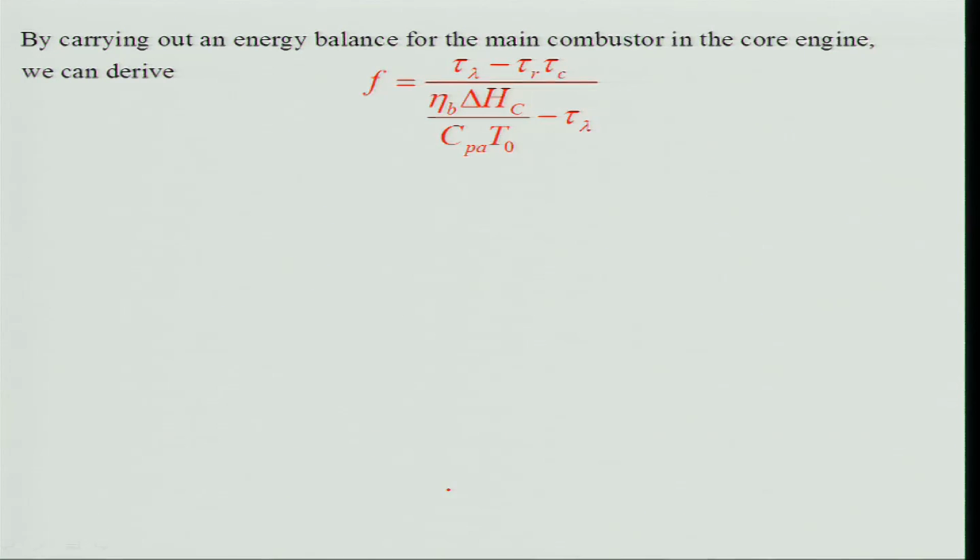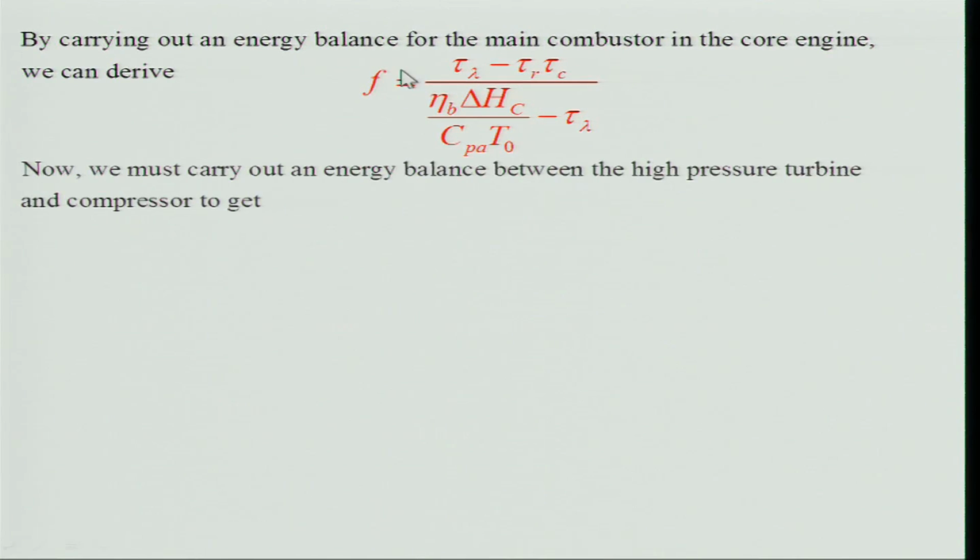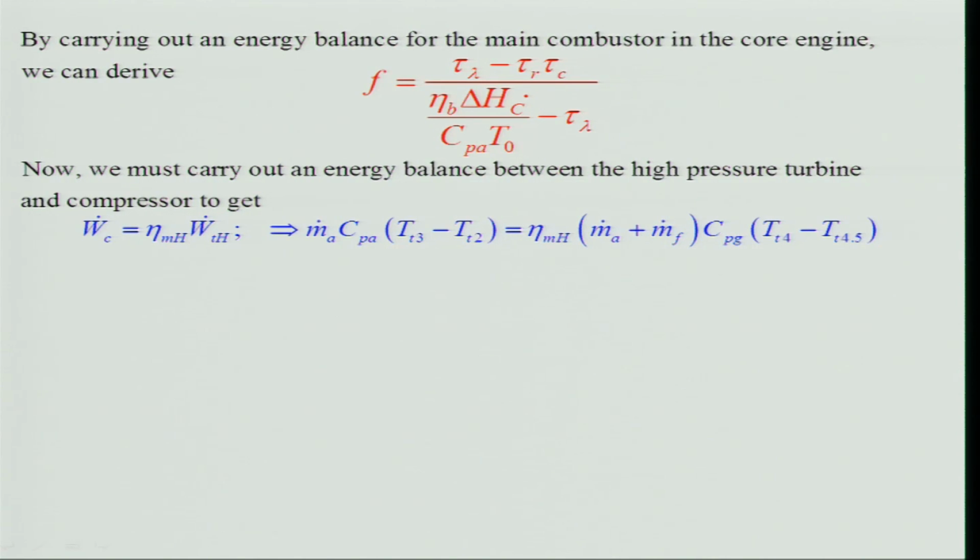Carrying out the energy balance for the main combustor in the core engine, we will get a similar expression as I have shown here, which is the same for turbofan, turboprop, and turbojet engines. We need not do anything here, but the very important part we must look at is the energy balance between the high pressure turbine and the compressor, and also the energy balance between the low pressure turbine and the propeller.